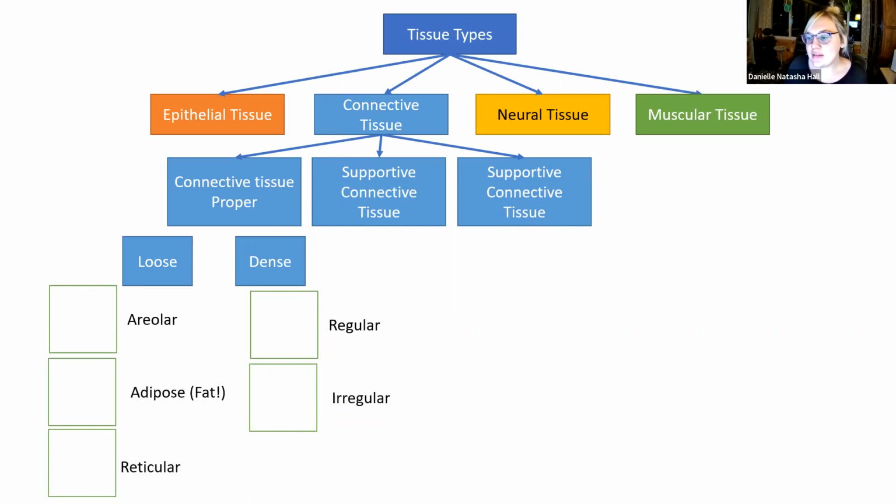For the connective tissue proper, remember we have a gel-like matrix. Remember those slides and pictures of the matrix and the components of the matrix. The connective tissue proper has a gel-like matrix. The supportive connective tissues have a solid matrix. These are cartilage and bone. They're solid, very stable. And then fluid connective tissues have a fluid matrix, which makes them liquid.